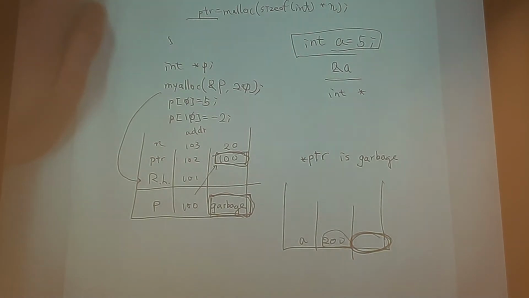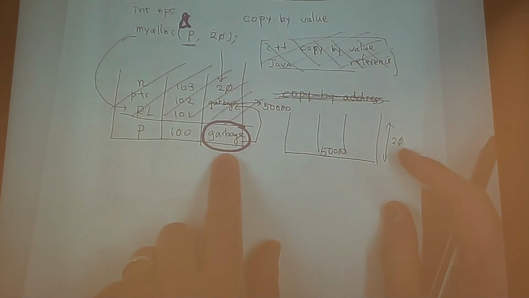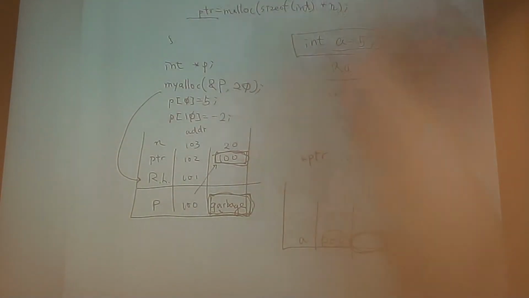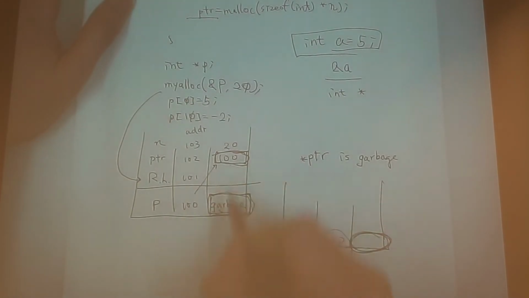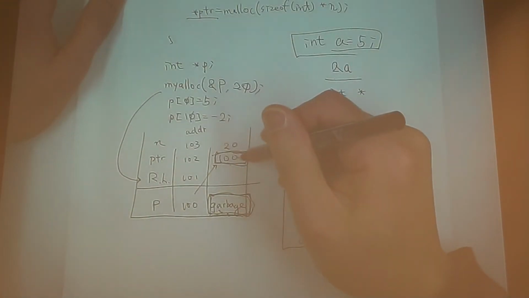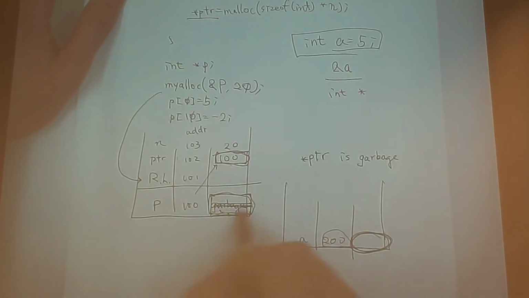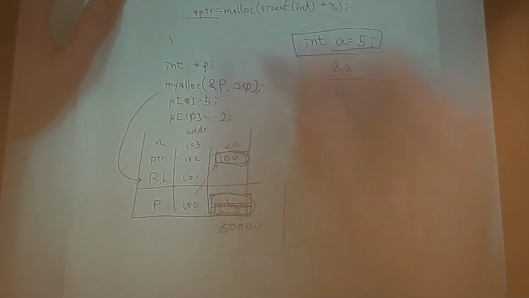Is that what you want? No. You want to change this one. Right? We did it earlier. If you change PTR, that's not going to change P. You're not going to change this one. You want to change this one. How do you change this one? Star. When you say star, you take 100 as address and modify the value at that address. So you are going to change this to 50,000. Assume malloc gives you 50,000.